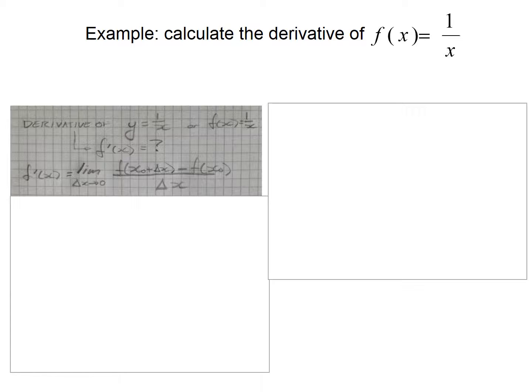Yeah? Minus, and this is going to be 1 over x plus delta x. Yeah? So all I've done is substituted this function into this term here. Okay? And all of that is going to be over delta x. Now all you have to do is rearrange that and manipulate it to try and get rid of some of the big delta x's. Off you go.